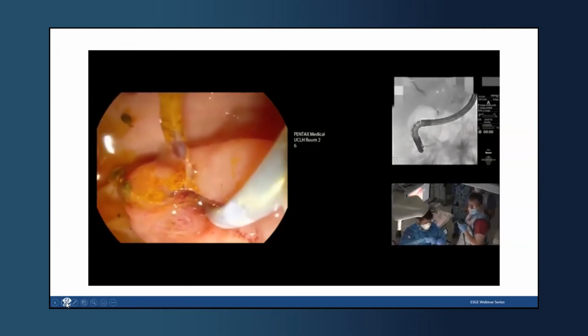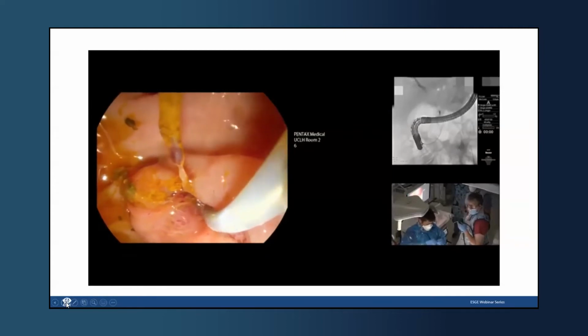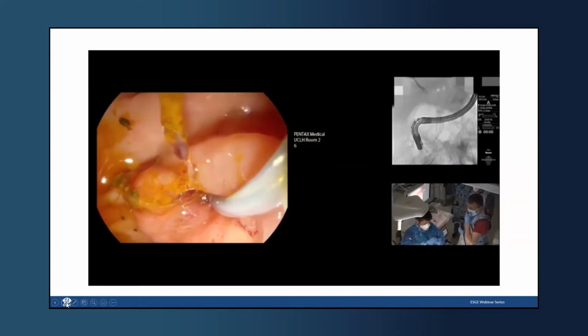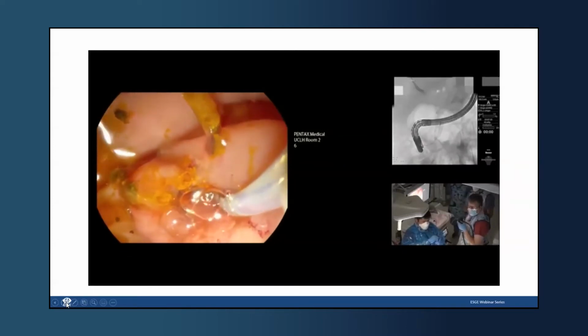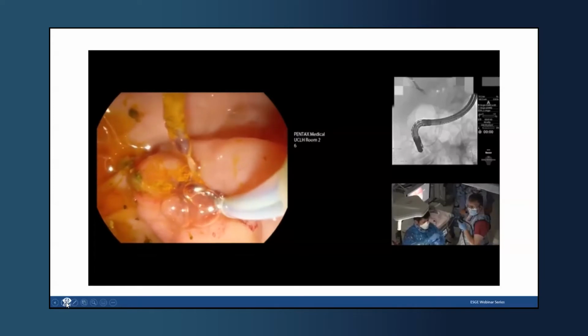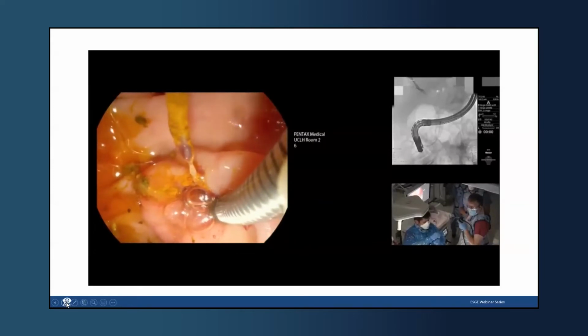Okay, so we'll advance the sheath now. And the sheath is now passed over the plastic sheath. That's good. And as I do that, I want to keep the stone in the middle of the duct, not at the bottom. And I need to avoid the anastomosis as well. Screen, please.